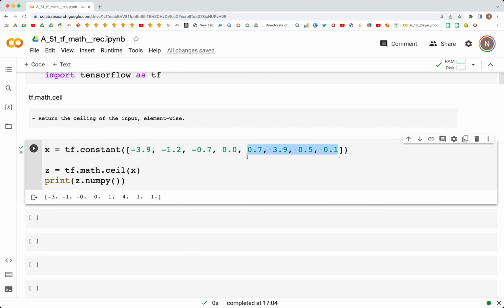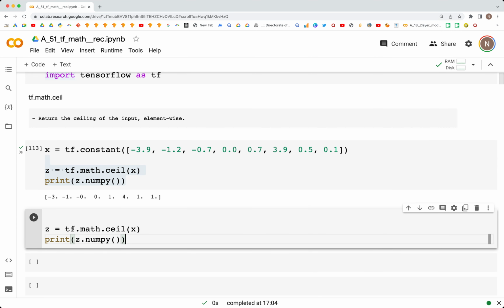0.7 is increased to the integer value, which would be the whole number, which would be 1. Then 3.9 goes up to 4, 0.5 and 0.1 go up to 1. So that's the ceiling operation in TensorFlow.